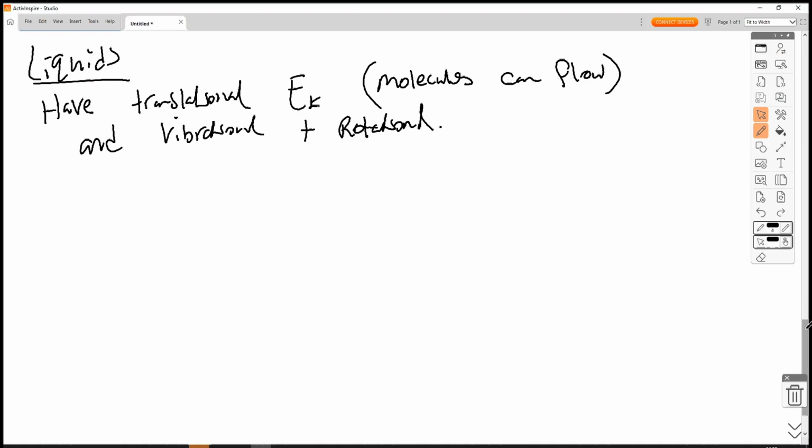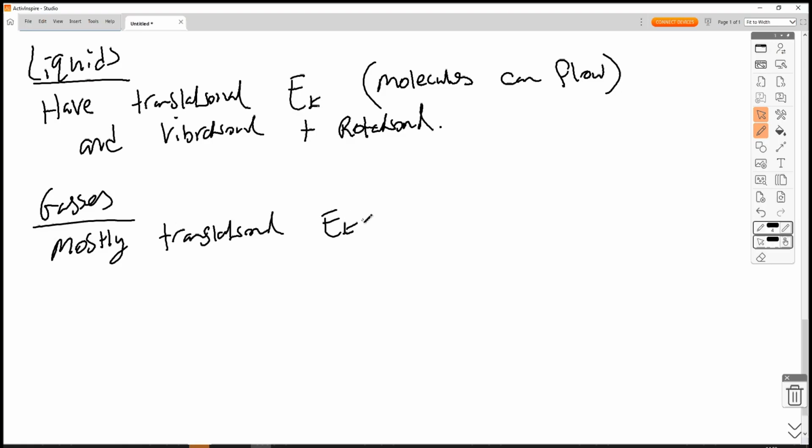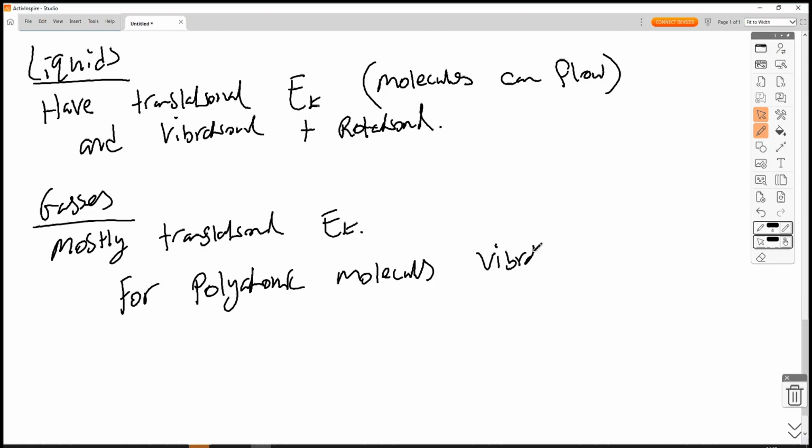And then finally, we've got gases. So it's mostly translational. And for polyatomic molecules, vibrational and rotational EK as well.